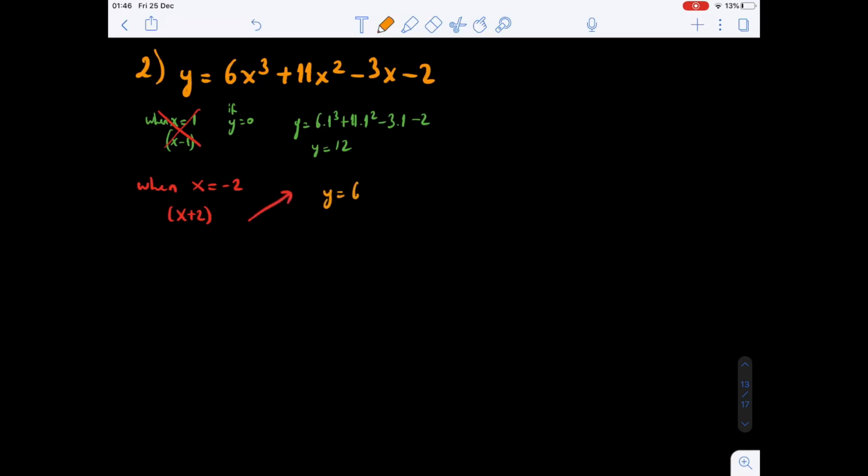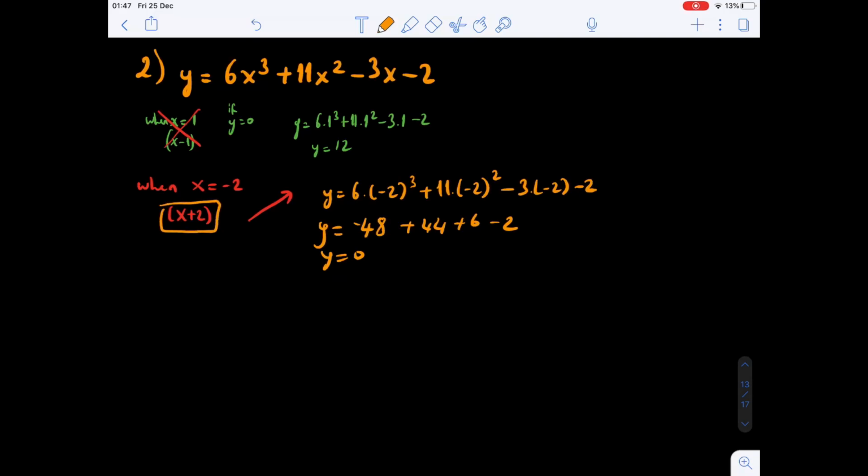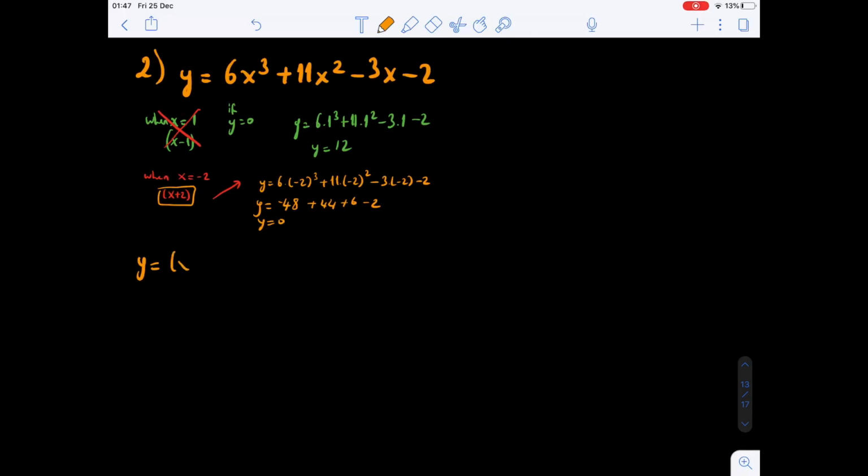y equals 6 times minus 2 cubed plus 11 times minus 2 squared plus minus 3 times minus 2 minus 2. So which gives us negative 48 plus 44 plus 6 minus 2, y equals 0. So it tells us that this is the first factor. Let's say first factor, y equals x plus 2 times the standard form of our quadratic, which means ax squared plus bx plus c. So y equals, I'm going to distribute right now.